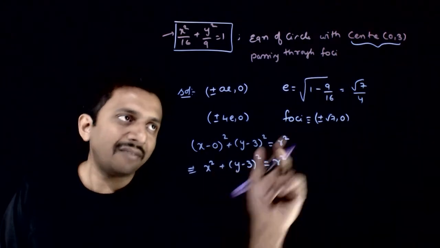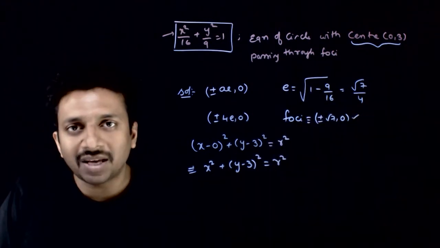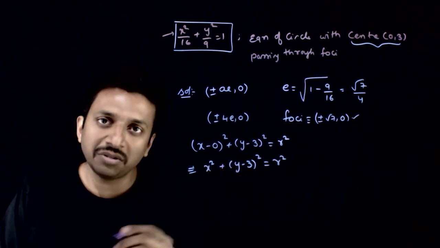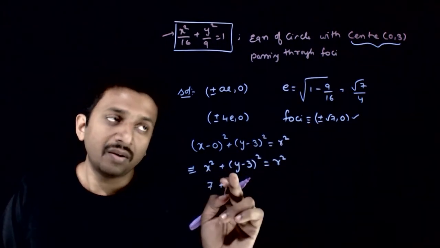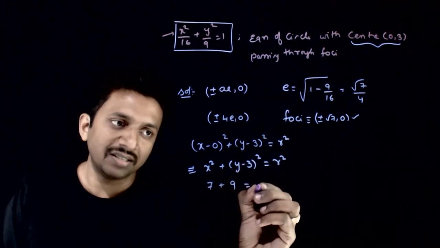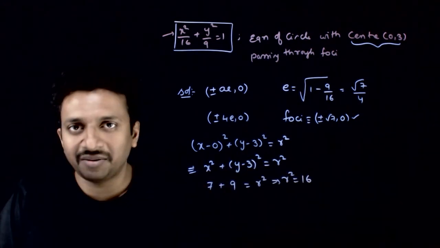How do I find r? From the extra condition that the circle passes through (plus or minus root 7, 0). You just substitute this point in the equation. So you get x square is 7, plus y is 0, that is (0 minus 3) square which is 9, is equal to r square. This implies r square is equal to 16.